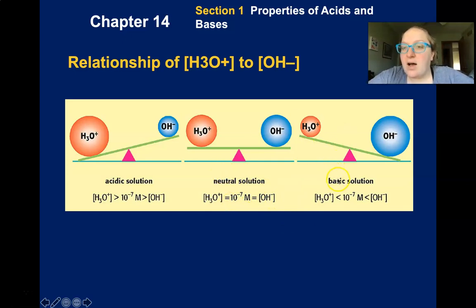We won't look too much into pHs beyond this, but just understand that when we talk about acidic versus basic, when we say something is acidic, it means it has more of the H3O plus than it has of the OH minus. When we say it's basic, we mean it has more OH minus floating around than it does H3O plus.